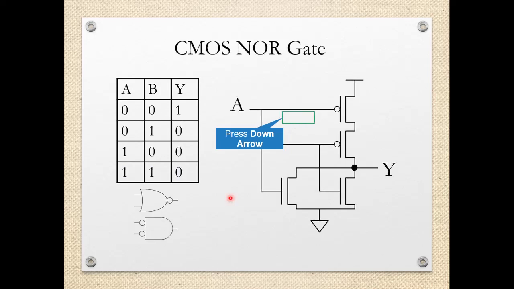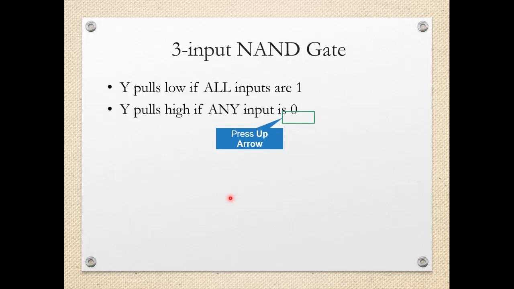I'll go for the next gate, that is the CMOS NOR gate. Now in this CMOS NOR gate, you can see the connections. The series and parallel connections of the devices are exactly reversed. So in the previous case, both P MOSFETs were connected parallel to each other and N MOSFETs were connected in series. Now in this case, exactly the reverse is done. P MOSFETs are connected in series and N MOSFETs are connected in parallel. And for this you can check the truth table.